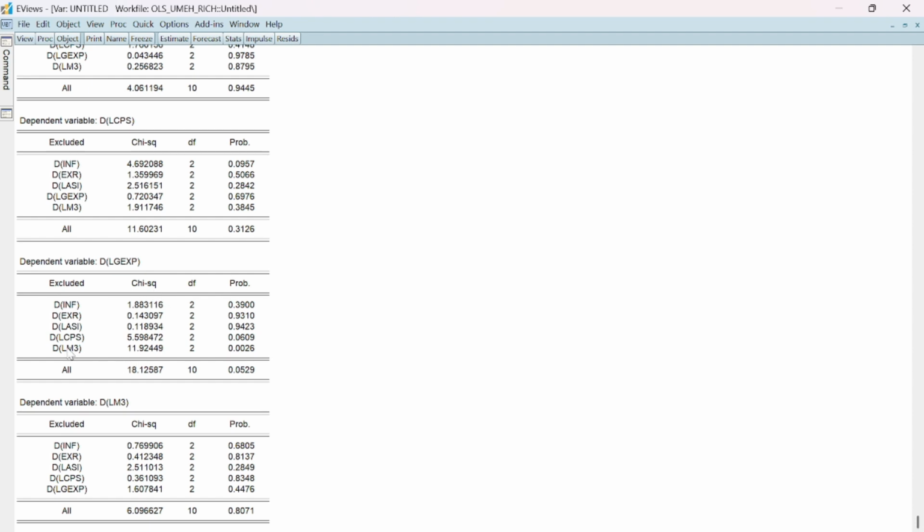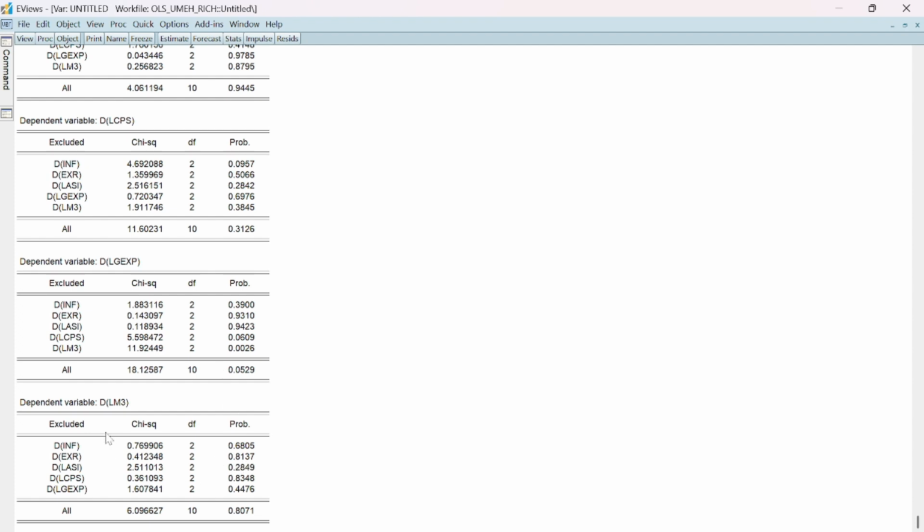So money supply actually Granger causes government expenditure. And this is because you are going to reject the null here and accept the alternative that broad money Granger causes government expenditure. And then all of them put together, it is still higher than 0.05 but less than 10% level of significance, which means you're going to reject the null at 10%, but you have to accept the null at 5% and 1%. So that's the interpretation of this one.